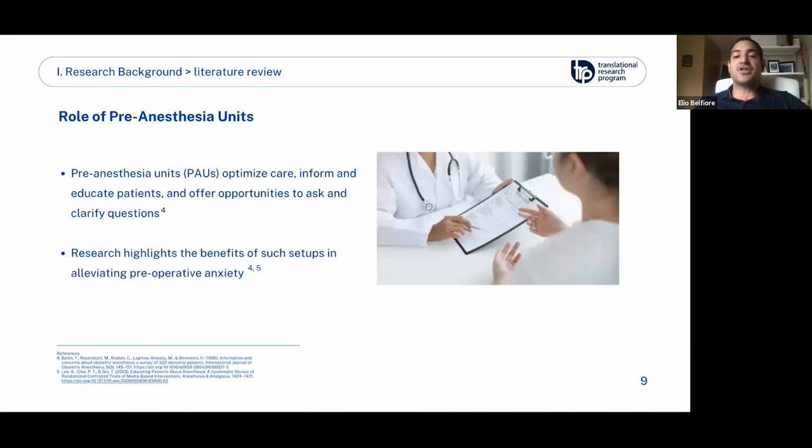This is why pre-anesthesia care units were created. They play a crucial role in optimizing health status to guarantee better operative results, inform and educate patients, and offer opportunities to clarify questions. Research highlights the benefits of such setups in reducing anxiety and improving outcomes.